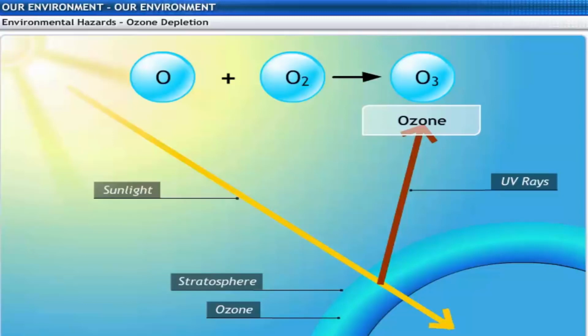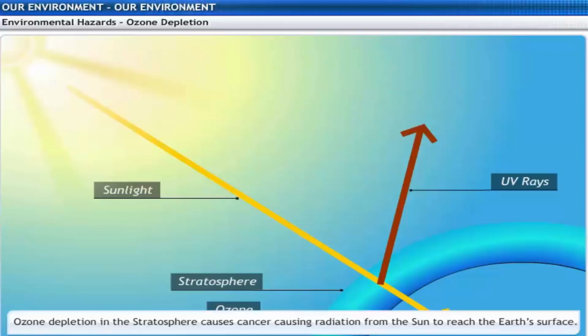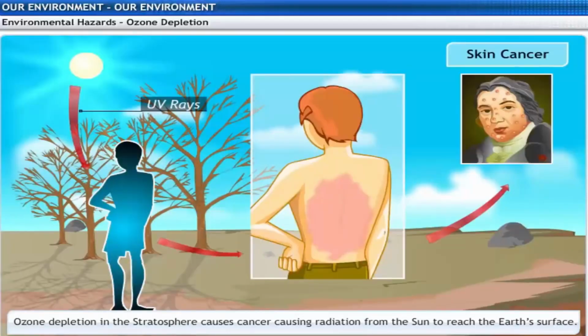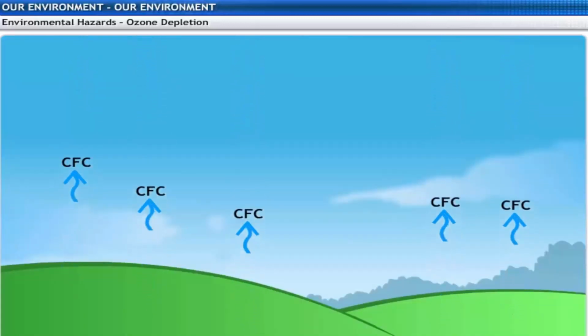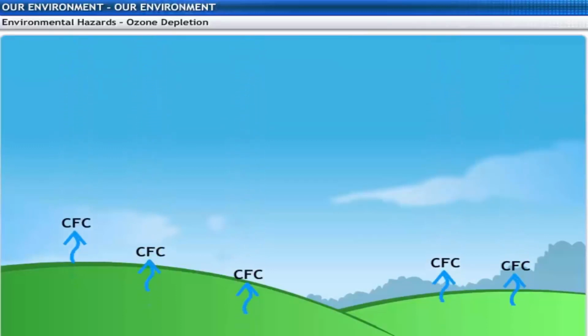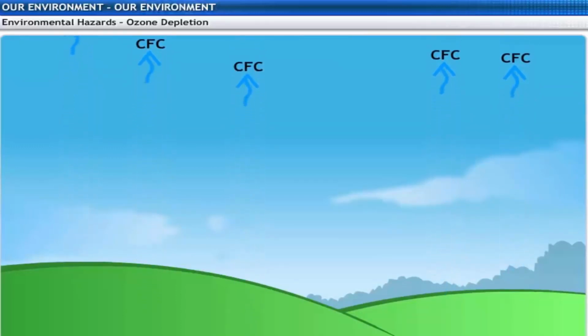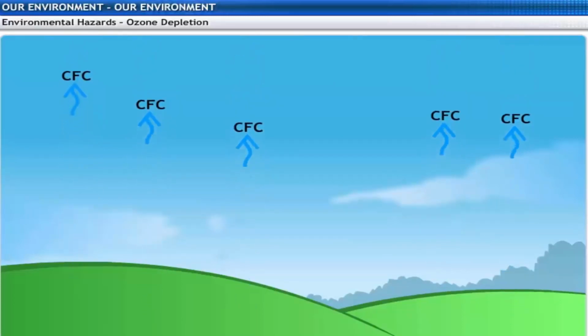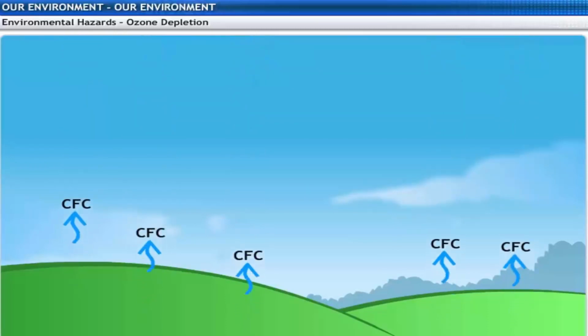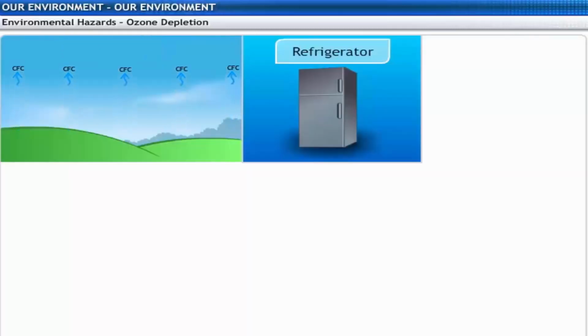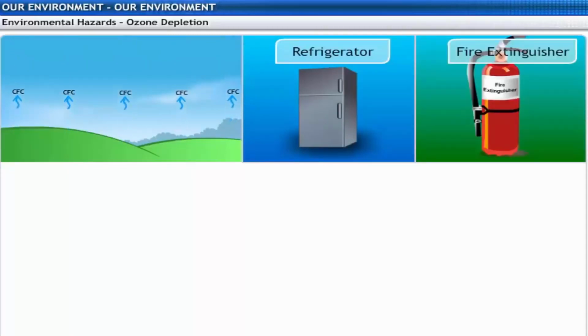Do you know what could happen if this shield is weak and the UV radiation penetrates through it? This radiation can cause damage to organisms. It is known to cause skin cancer in human beings. In the 1980s, it was discovered that the amount of ozone in the atmosphere had begun to drop sharply. This was linked to synthetic chemicals like chlorofluorocarbons, CFCs, which are used as refrigerants and in fire extinguishers.